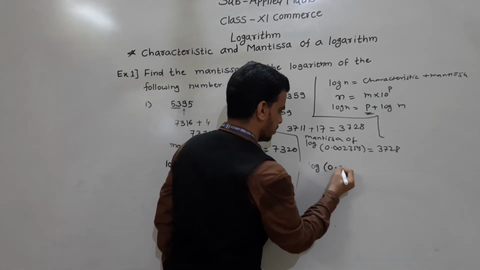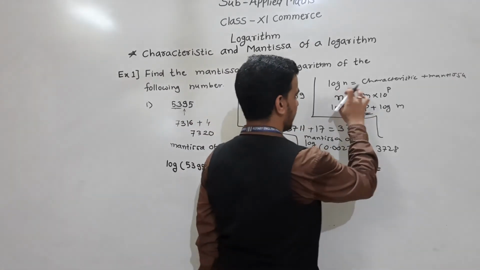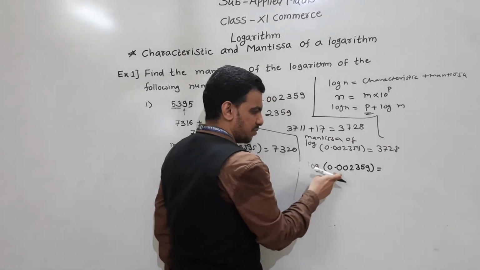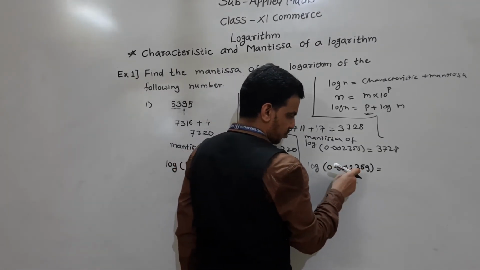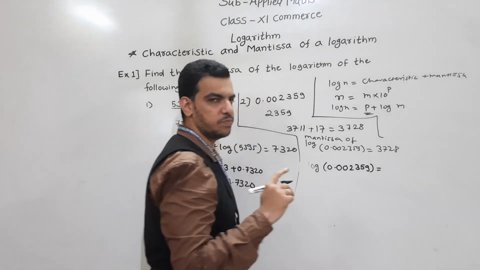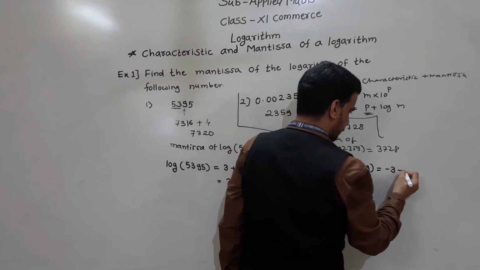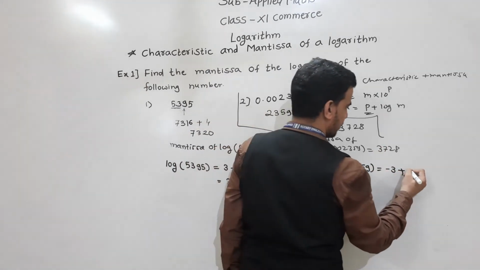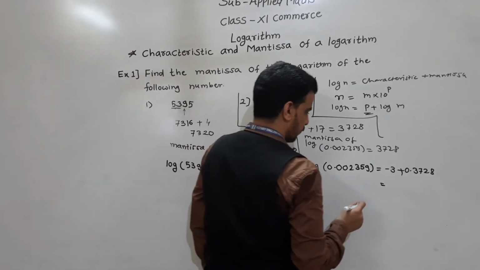Okay, understand this. Now we have to find log of 0.002359, that is equal to characteristic plus mantissa. Now how to find the characteristic of this number? This number is less than 1. Between the decimal point and the first non-zero digit, how many zeros are there? That is 2 zeros. So 2 plus 1, that is 3, and we have to give minus. So minus 3 is the characteristic. So minus 3 plus the mantissa, that is 3728, so it is 0.3728.